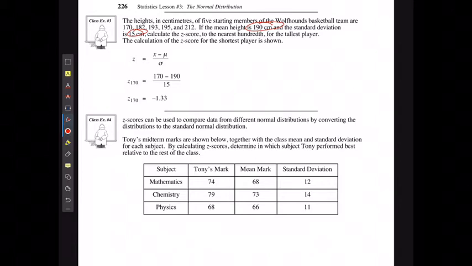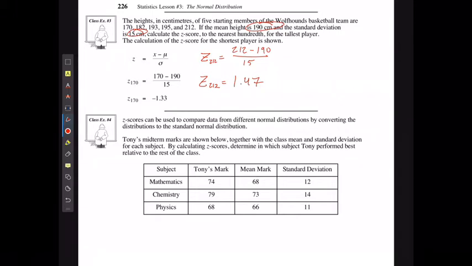Well, here's the shortest player here, so I'm going to say that if I'm solving for the z-score of the tallest one, 212, then that's going to equal 212 minus 190 divided by 15. The z-score for 212 is going to equal positive 1.47. And we always do our z-scores to the hundredth.